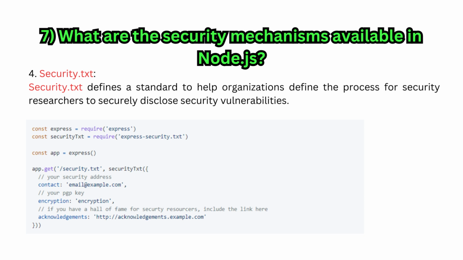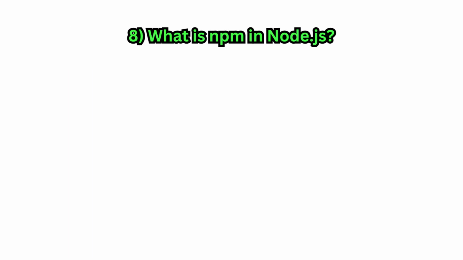4. Security.txt. Security.txt defines a standard to help organizations define the process for security researchers to securely disclose security vulnerabilities. Question 8. What is NPM in Node.js?